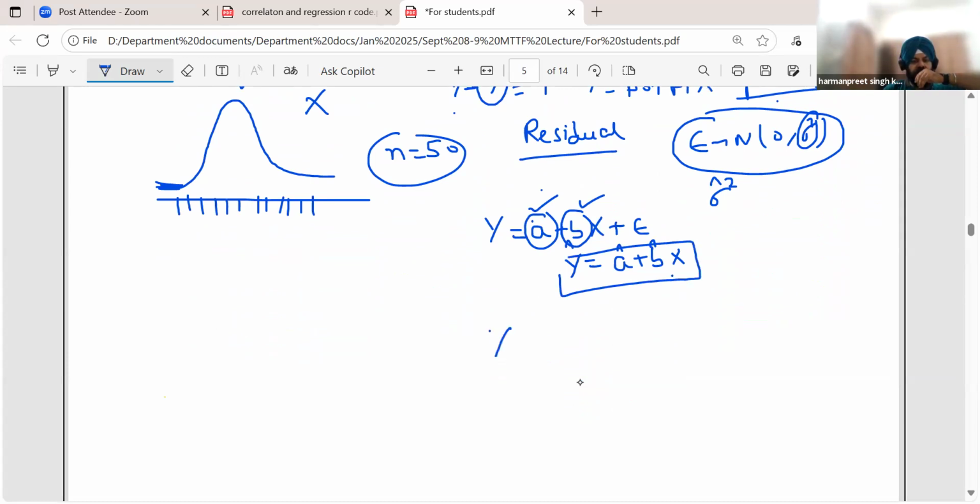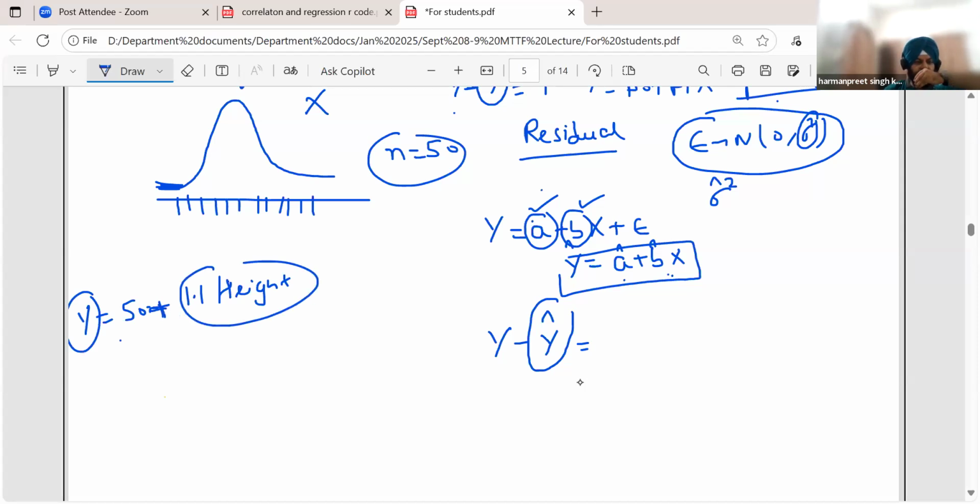My main objective is, after estimating these parameters, how does our equation look? We now have y hat instead of y. y hat is the equation we got after putting in the estimates a hat and b hat. For example, if height is my independent variable, I got 1.1 and some value like 50 plus something. If y is my weight variable, I can say that if the person's height is 0, for example a newborn, then at least the weight is 5 kg.